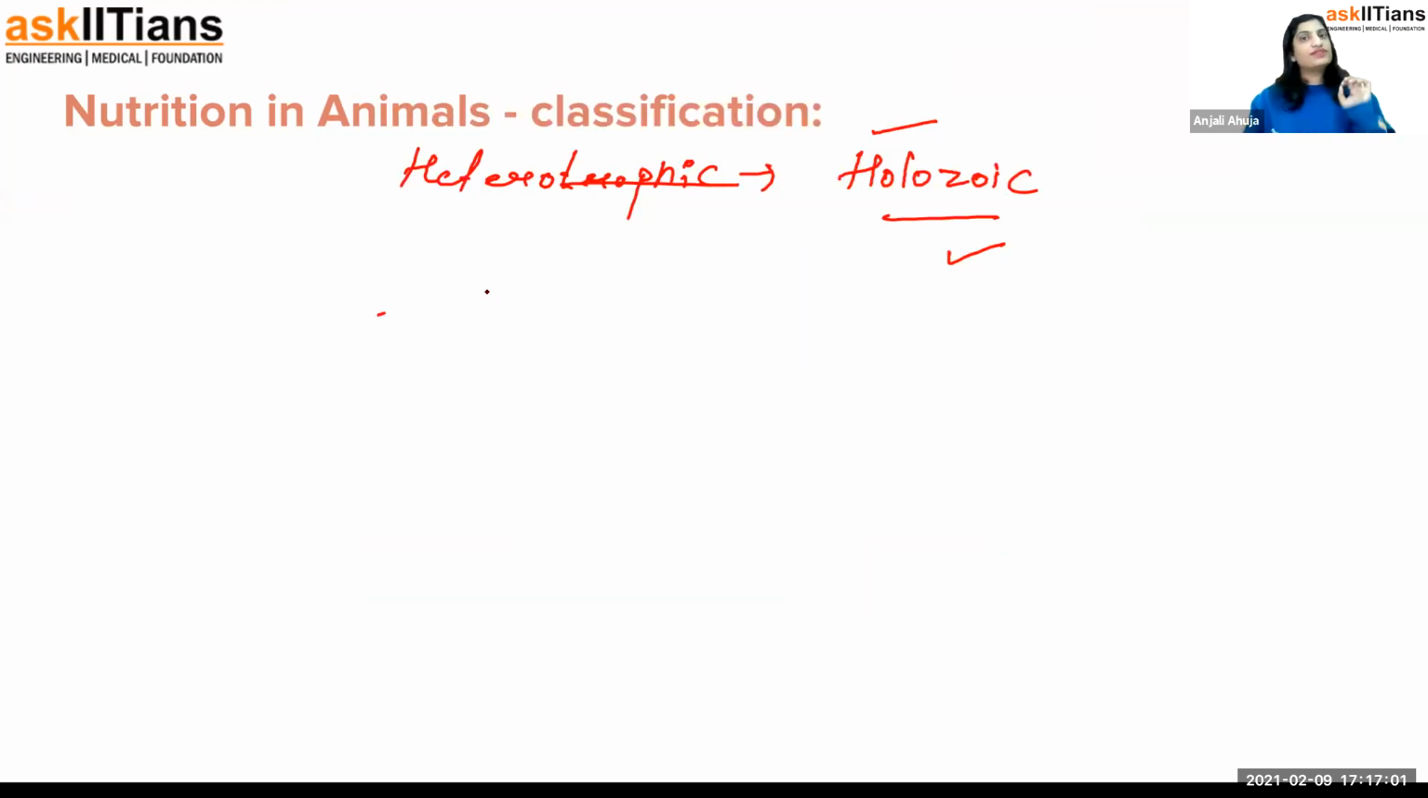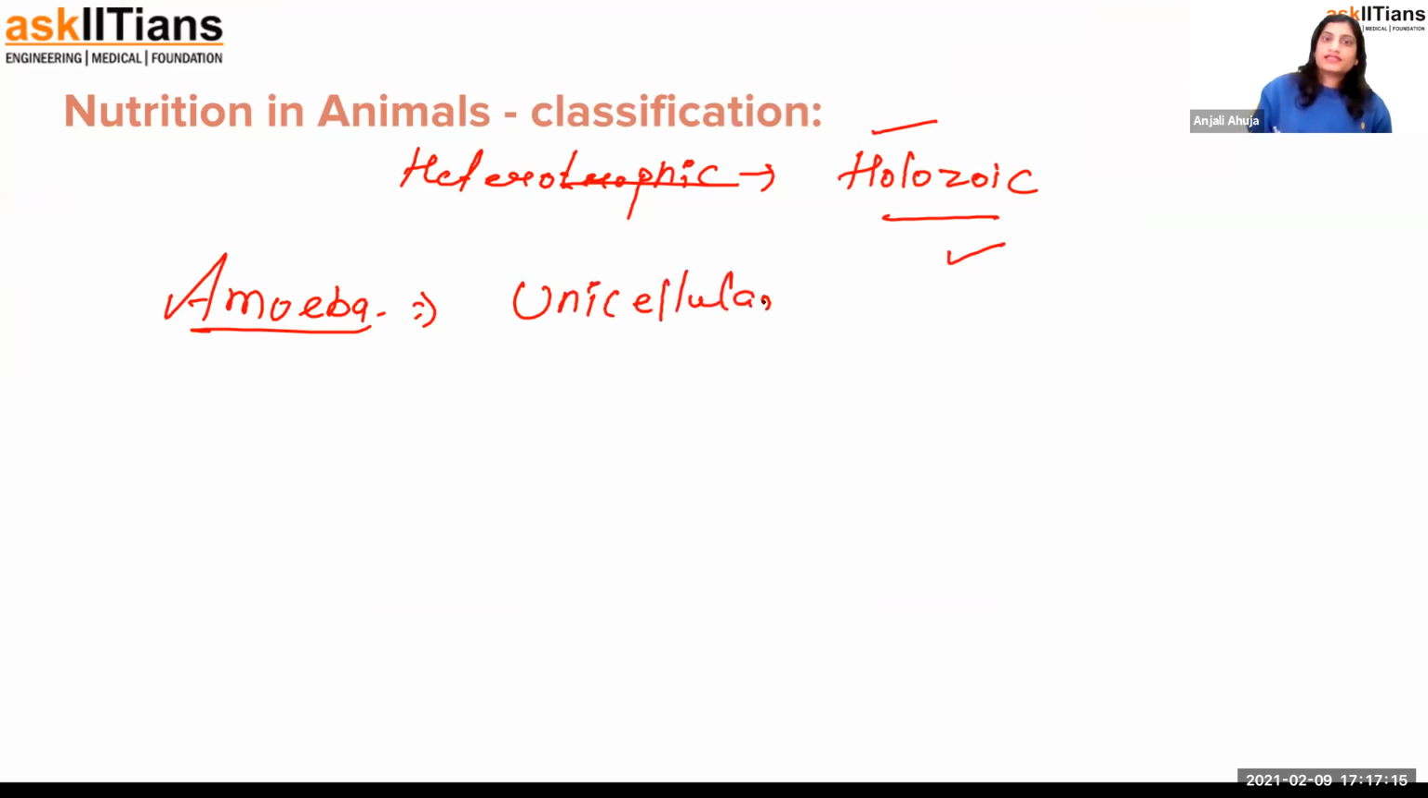Before I proceed with nutrition in amoeba, let me give you a little information about amoeba. You have learned the diversity chapter in class 9th. Amoeba is an organism which is unicellular and eukaryotic, and they are aquatic. You will mainly find it in water.